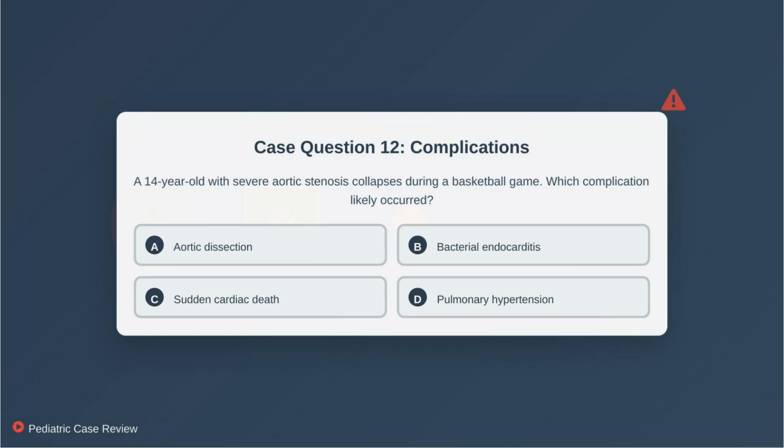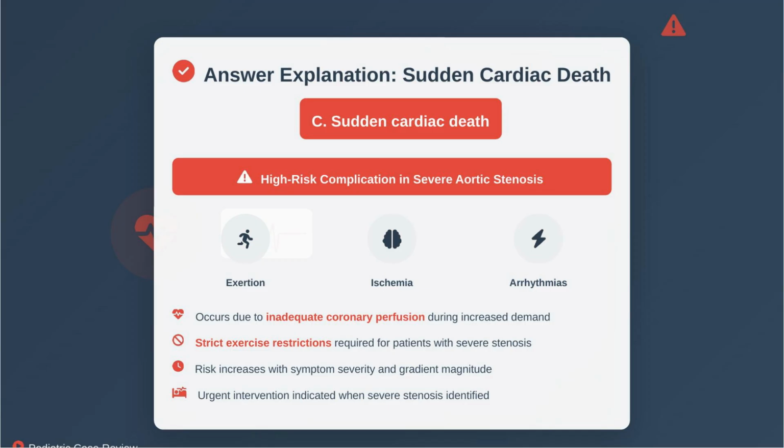A 14-year-old with severe aortic stenosis collapses during a basketball game. Which complication likely occurred? A. Aortic dissection. B. Bacterial endocarditis. C. Sudden cardiac death. D. Pulmonary hypertension. The correct answer is C.